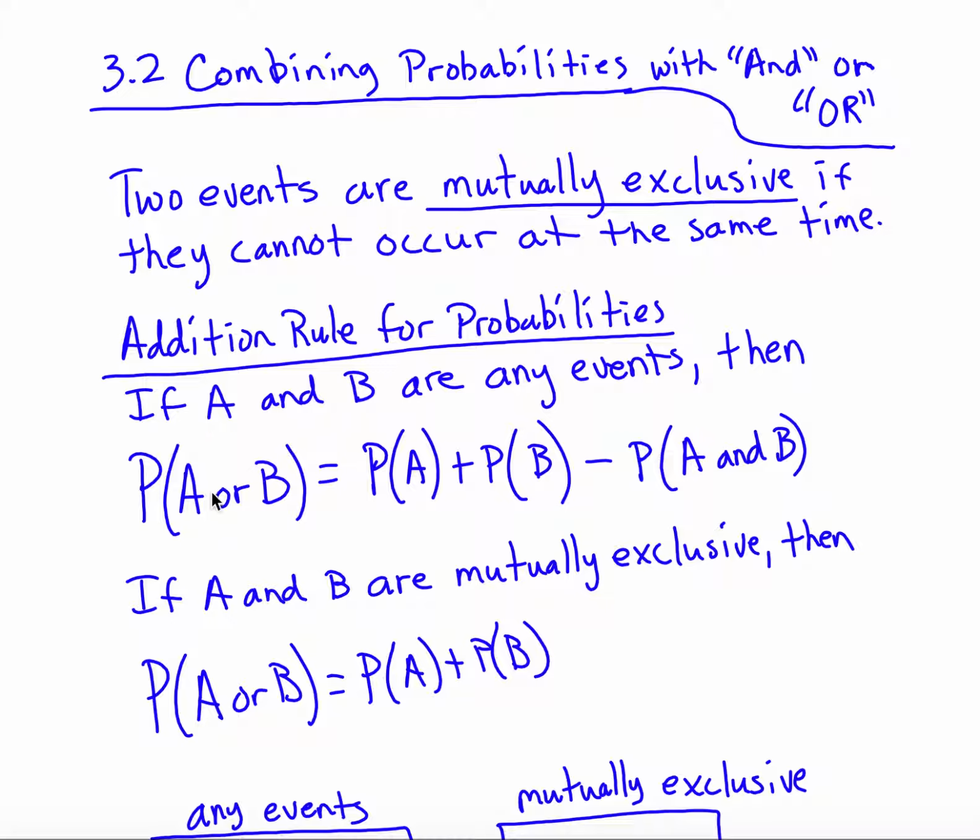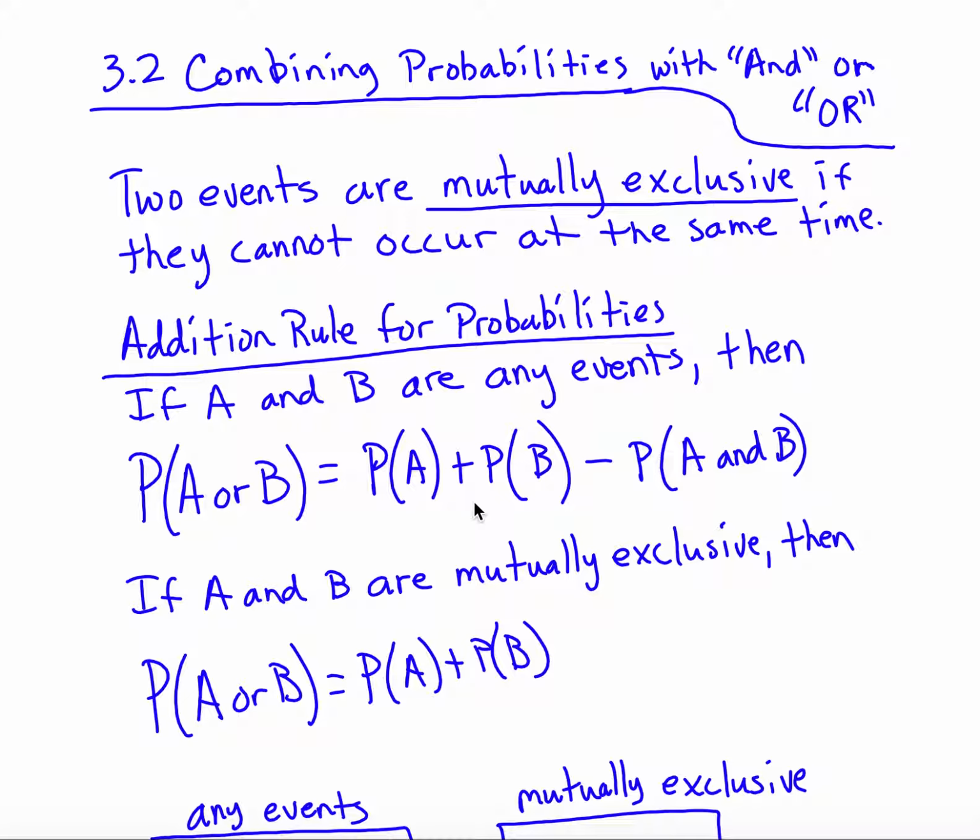So if you're looking for the probability of A or B, this is an or statement because we can do either A or B. That means either A happens or B happens or both happen. If you have any events, then the probability of A or B is the probability of A plus the probability of B minus the overlap, the probability of A and B. A and B would be that overlap. You subtract off that overlap because otherwise you counted it twice. If A and B overlap, then the probability of A and the probability of B each include that overlap, so you subtract it off.